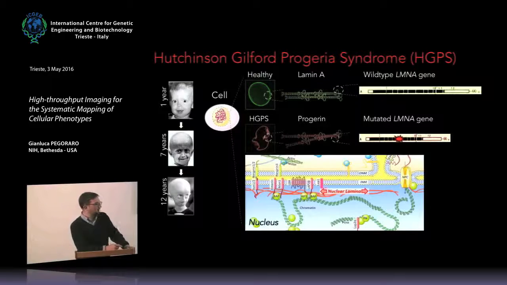HGPS is a premature aging disease, and it has been known for a long time that at the molecular level, more than 90% of Progeria cases are caused by a recurrent de novo point mutation in the lamin A gene. And the lamin A gene is one of the critical components of the nuclear lamina, which is a proteinaceous structure underlying the nuclear envelope. And from a functional standpoint, lamin A and the nuclear lamina have been involved in a variety of important nuclear processes, such as, for example, transcription, signaling, DNA repair, and so on and so forth.